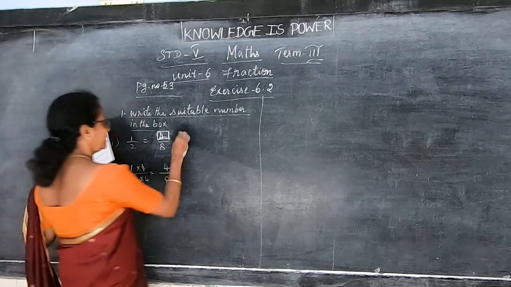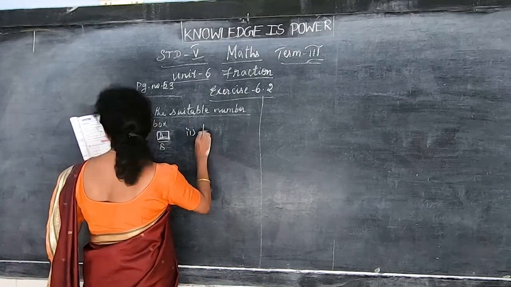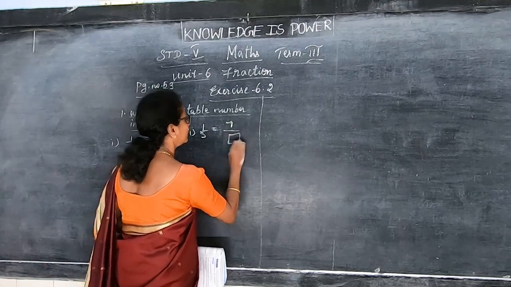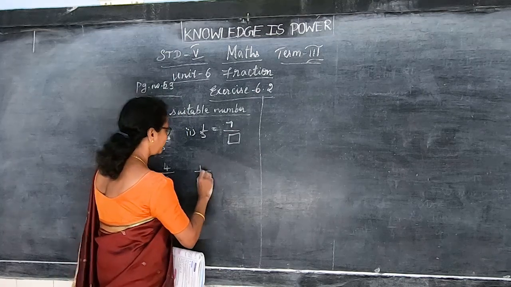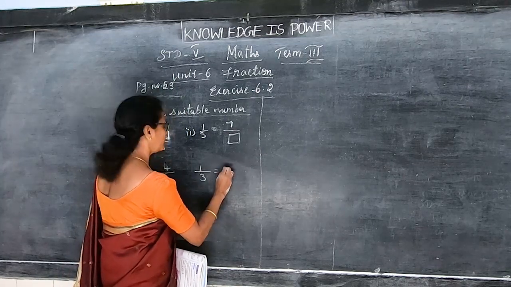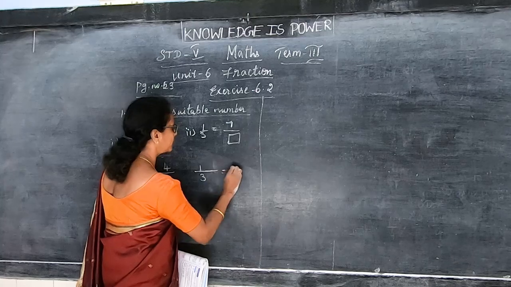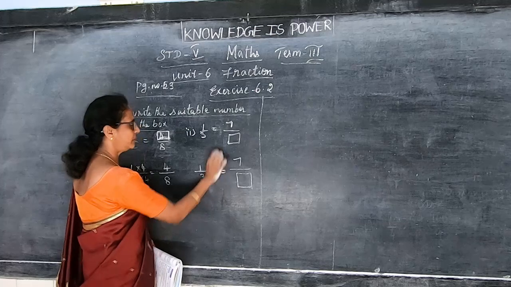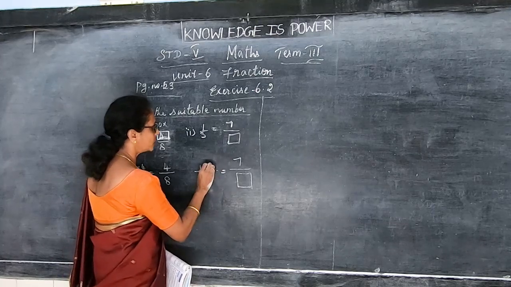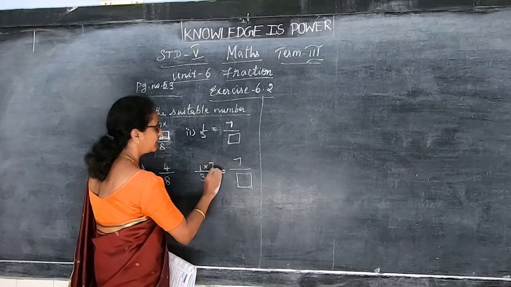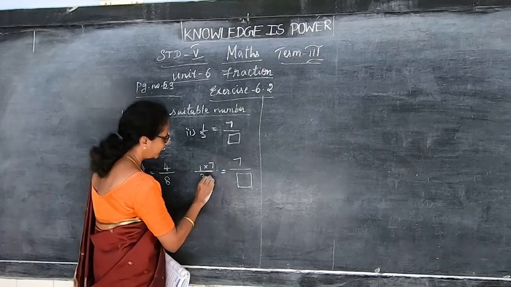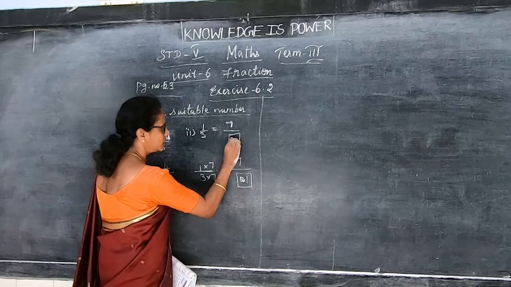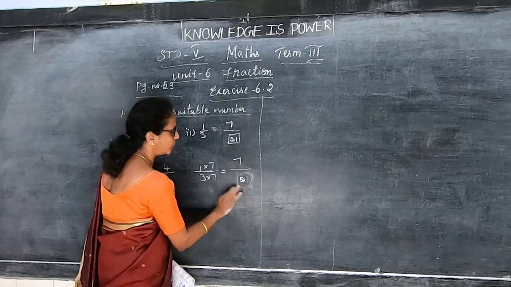Understand? If the smallest number is given and the biggest number is asked, multiply; if the biggest number is given and the smallest number is asked, divide. Okay. And the second sum: 1 by 3 is equal to 7 by box. Draw the lines a bit bigger. Here this is the smallest number, so 1 into 7, 1 7s are 7. Then multiply the bottom also by 7. 3 7s are 21.